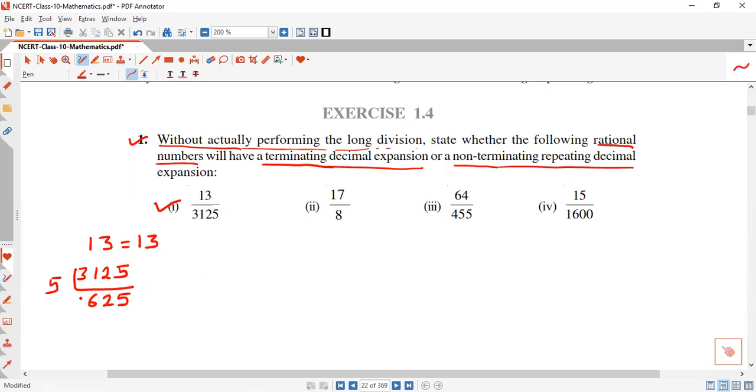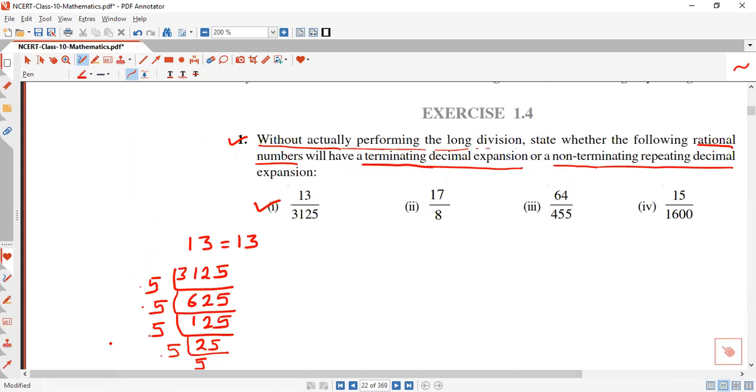5 fives are 25, 5 sixes are 30, 625. You see, divide by 5: 125. Again 5: 25. Again 5. You see how many fives are there? 1, 2, 3, 4, 5. So 3125 can be written as 5 into 5 into 5 into 5 into 5. We say 5 raised to 5.